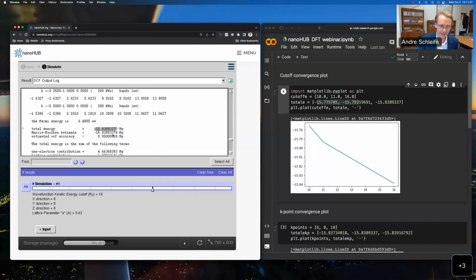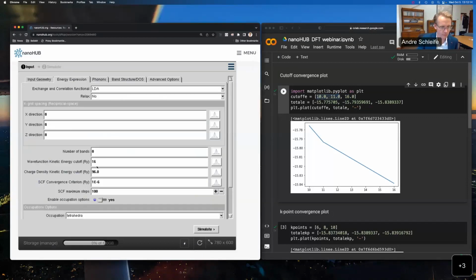So I type this number over here as the number that matches with 16 Rydberg cutoff energy. And then you do that for more data points. This morning I already did it for 10 and 11 Rydberg plane wave cutoff. So, you just go back here to input. We put a different number here. I'll choose a new one now just for the sake of trying this. Let's do maybe, I don't know, 13. In the morning, I chose 10 and 11 and put the total energies here, but we just chose 13 now.